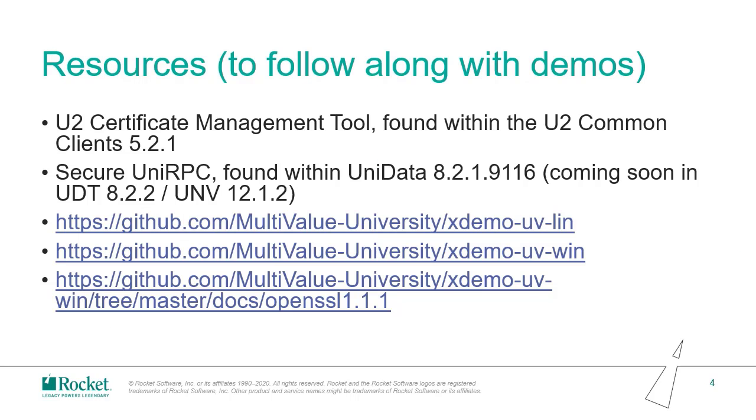This is a fairly short topic to cover, but the resources, if you want to follow along, the U2 Certificate Management Tool is a good one. It's found in the U2 Common Clients version 5.2.1, and then the Secure UniRPC, what we'll be covering in this presentation, is found in Unidata 8.2.1 build 9116 and higher, though that'll be released shortly in an official 8.2.2 Unidata release, followed by Universe 12.1.2.